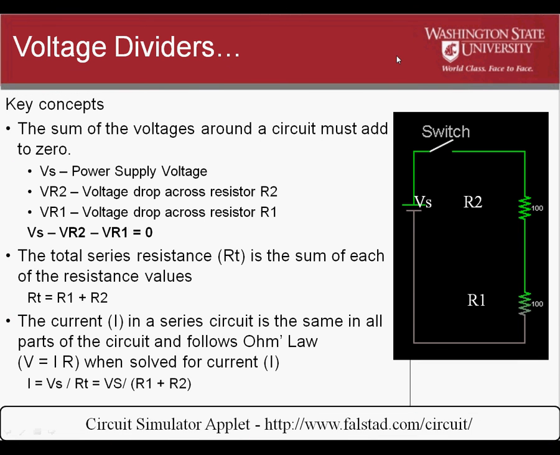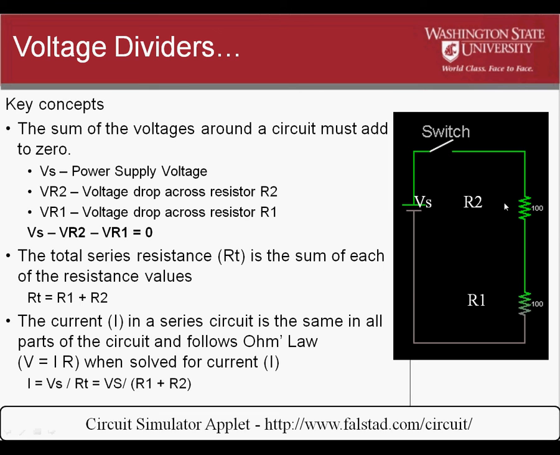The voltage divider is an extension of the simple circuit. Two resistors, R1 and R2, are connected in series with the voltage source and the switch. The key ideas in series circuits like this are that the voltages around the loop add up to 0. That said, the voltage source adds voltage, and the voltage drop across each of the resistors subtracts voltage. The total resistance in the circuit is the sum of R1 and R2. In this case, 100 ohms plus 100 ohms is 200.